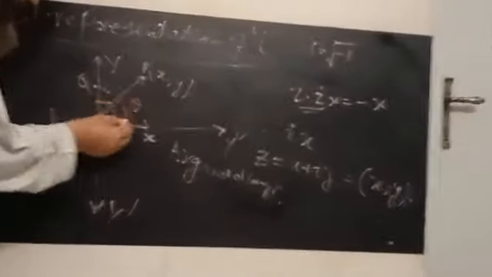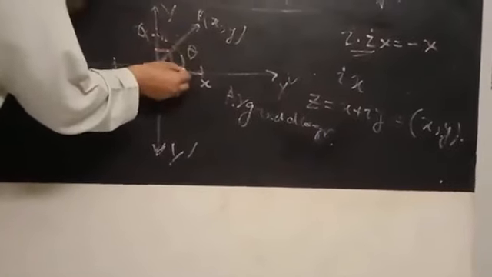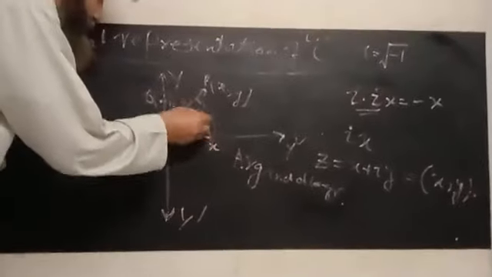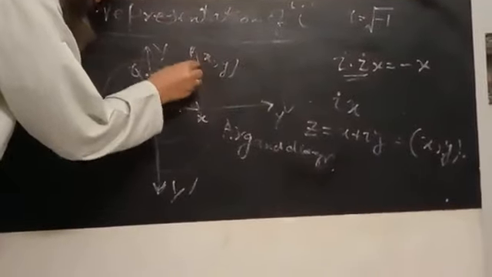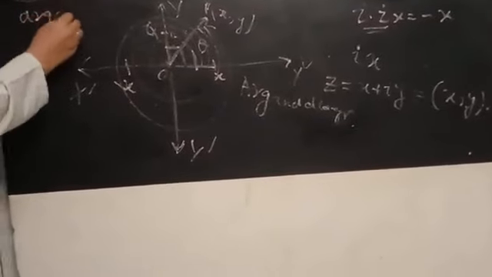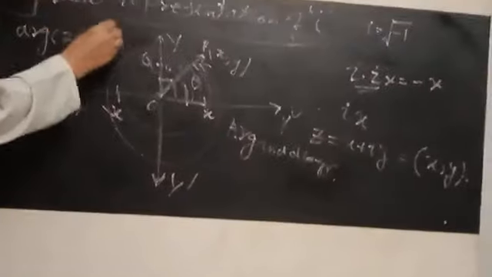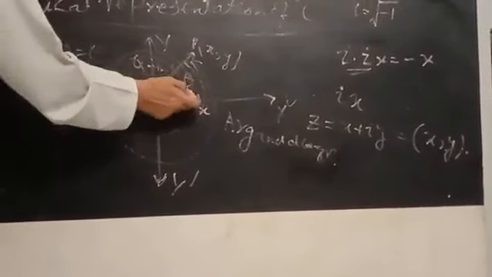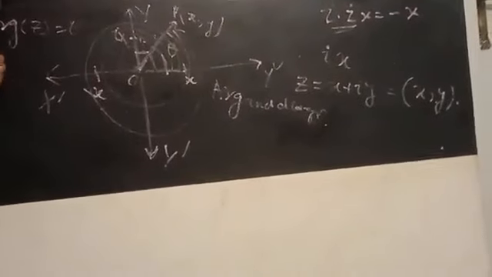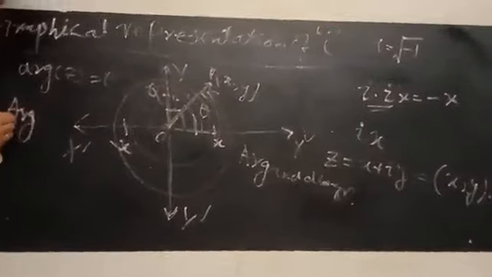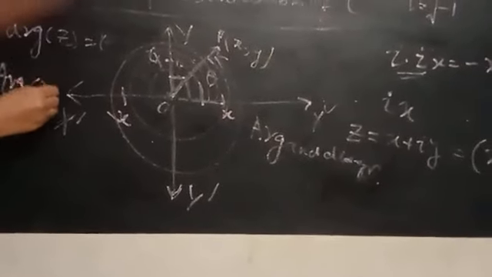Now, this theta can have many values. If we rotate it once, then again we get the same angle. Similarly, if we rotate it twice, we can again get the same angle theta. So argument of z can have many values. But if this theta is between 0 and pi, then this is known as principal argument, and it is denoted as Arg z with a capital A.